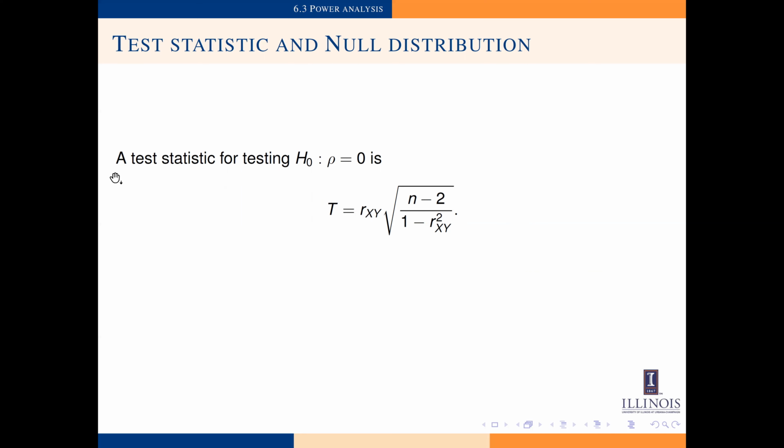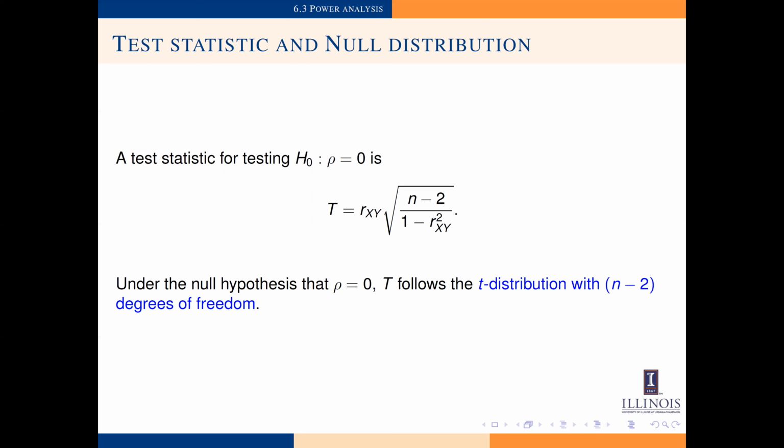So one way of doing this hypothesis test for H0 given by rho equals 0 is computing the test statistic T, which is equal to the correlation r between x and y times the square root of n minus 2 divided by 1 minus r squared. Under the null hypothesis that x and y are indeed uncorrelated, T follows the T distribution with n minus 2 degrees of freedom.